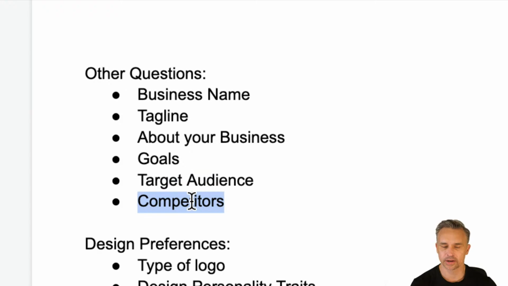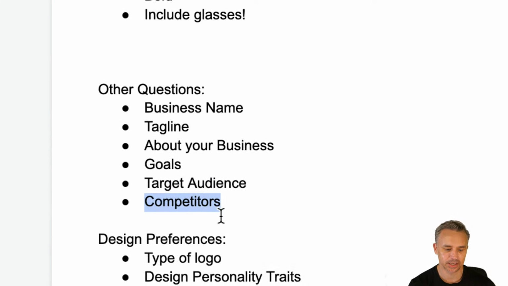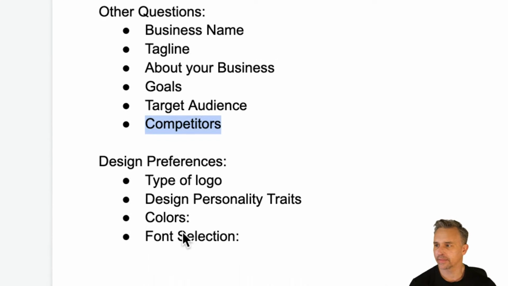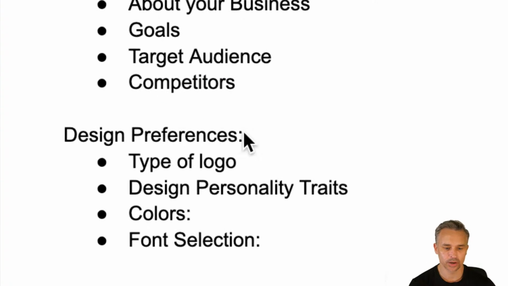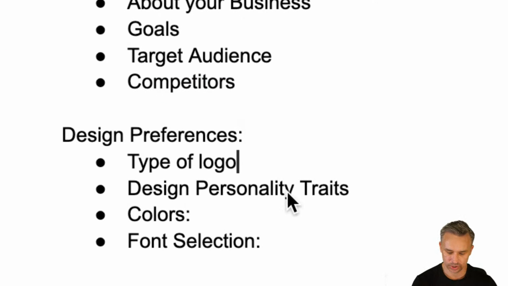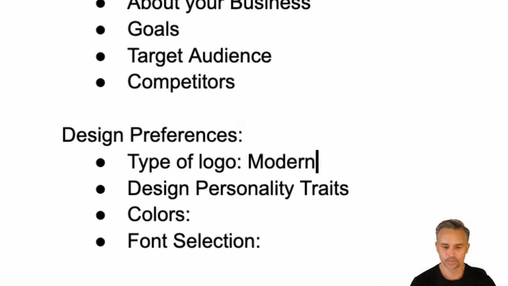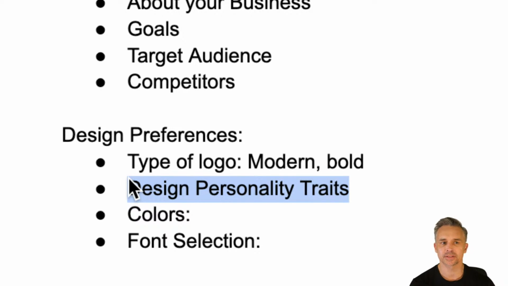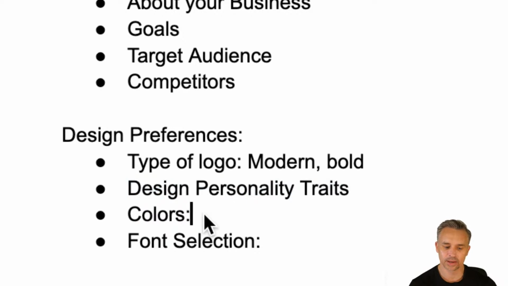And then any competitors she might have. So we just got to kind of keep that stuff in mind. And that's why I'm glad Bevy is here as well. So we want to know, what type of logo do you want? And she did say something modern and bold. She said bold as well. And then you can talk about personality traits. So get as much information as you can from the person as possible.